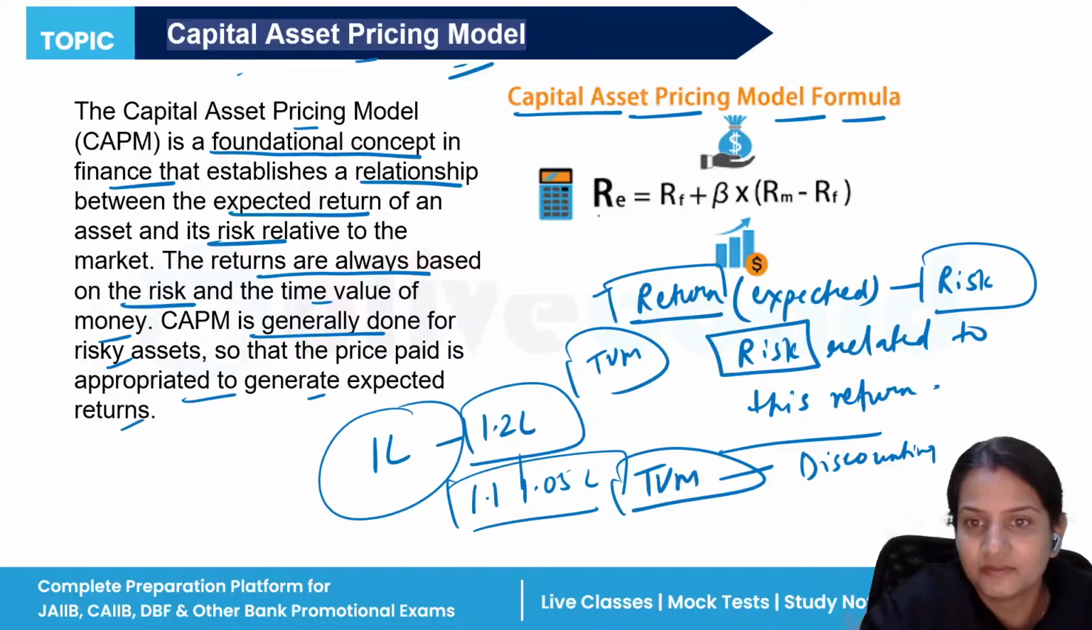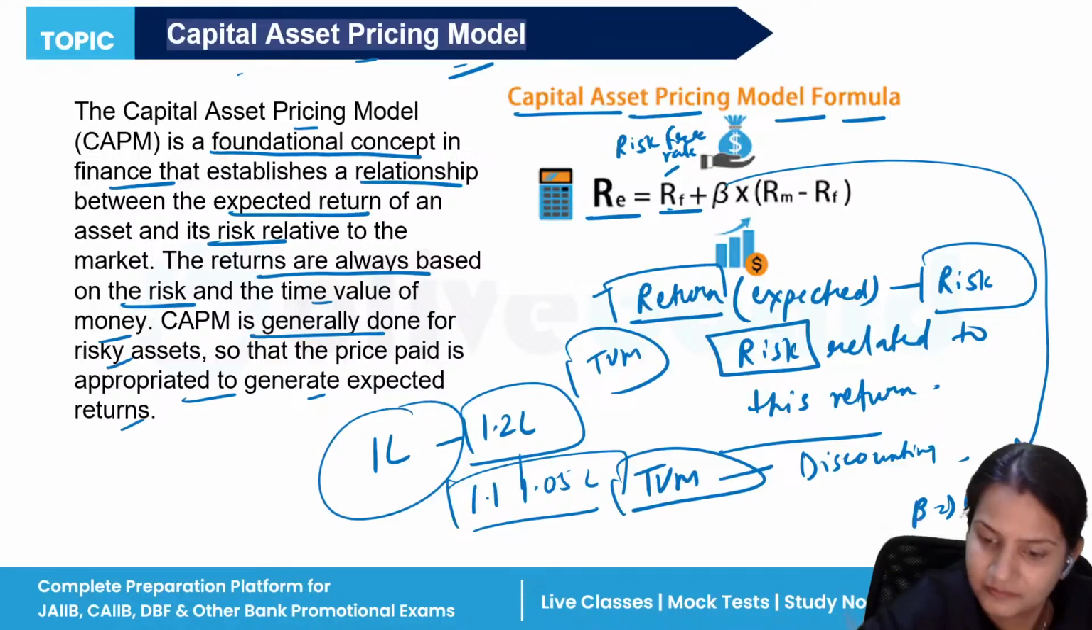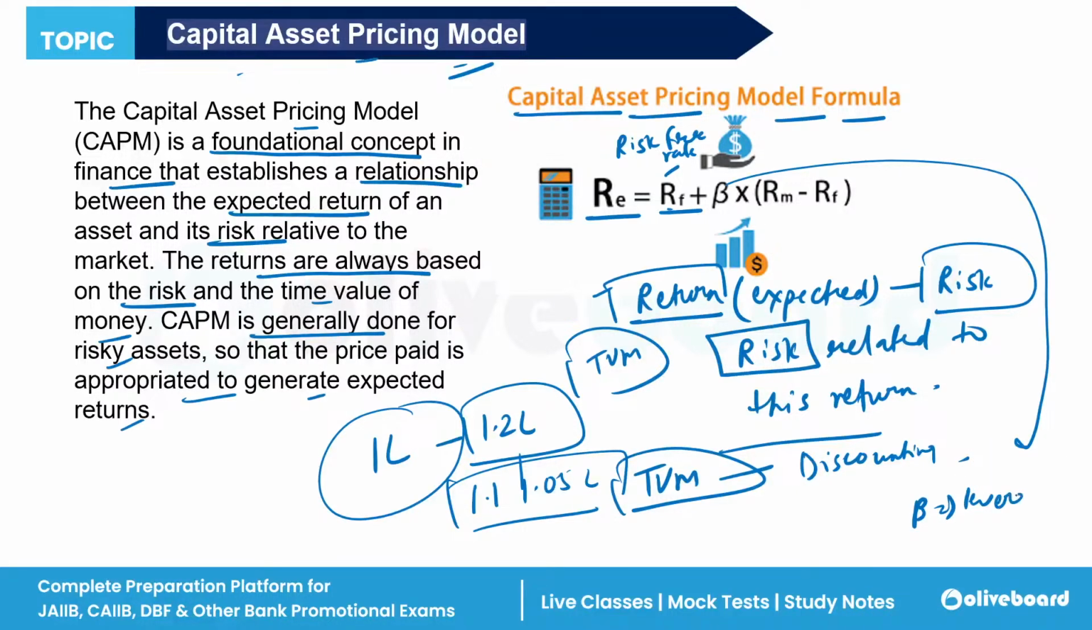So its formula is RE is equal to RF. RF is what? Risk-free rate. Okay. Beta is what? Beta is levered risk. The levered risk is beta.